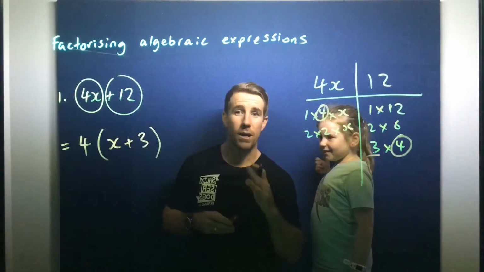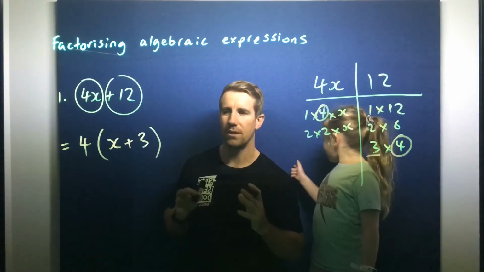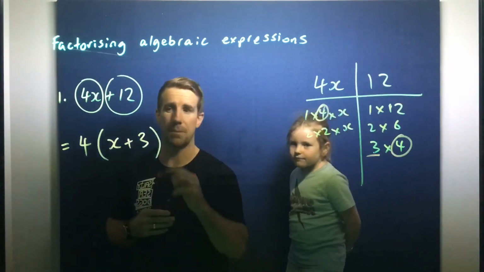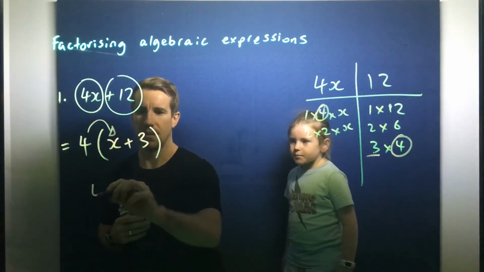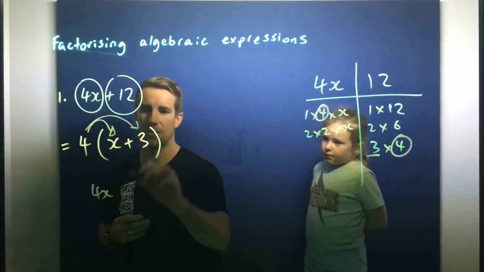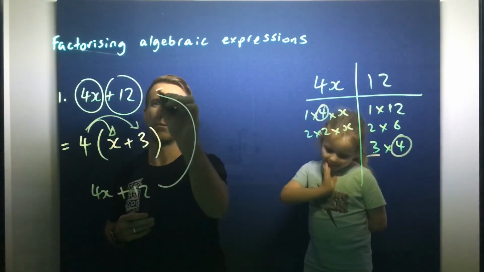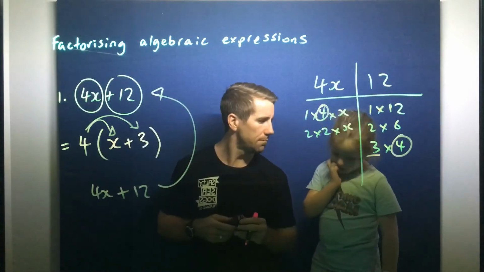That's factorised. A way you can check your work to see if you're right before you even move on to the next question is to expand. 4 times x gets us 4x, and 4 lots of 3 gets us 12, which is what we started with back up here. All good?